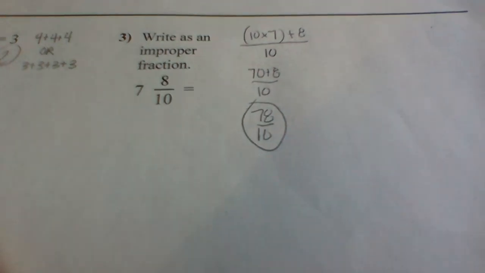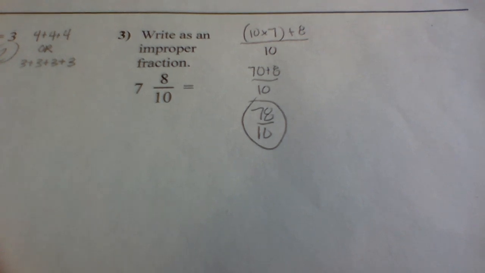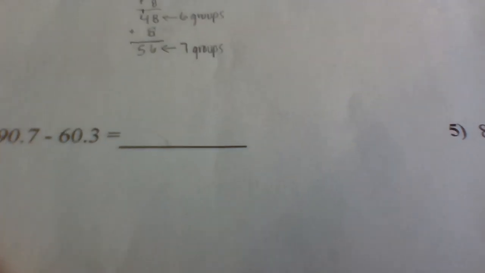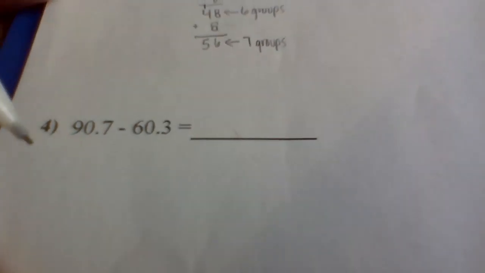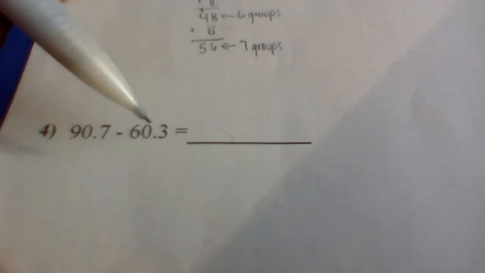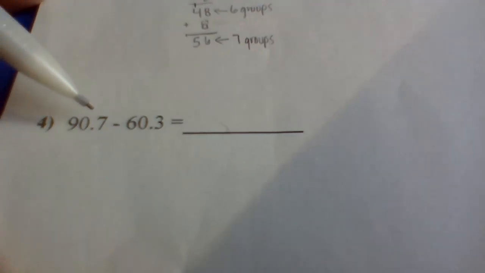Okay. How you doing? I hope that's getting easier. Let's take a look at number 4. So we have our decimals that we're going to be subtracting. So let's first just make an estimate.